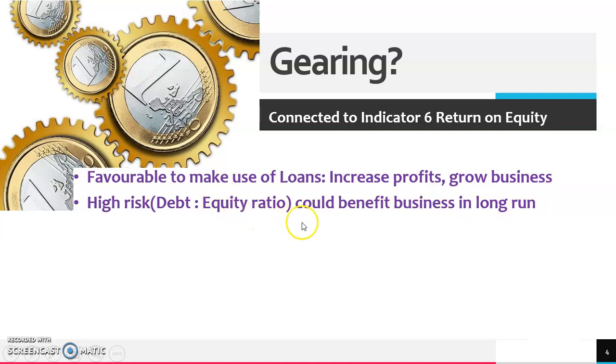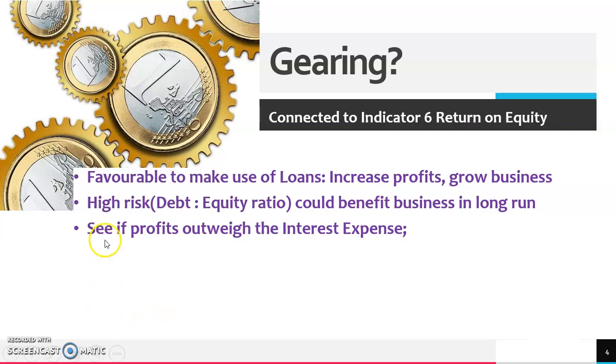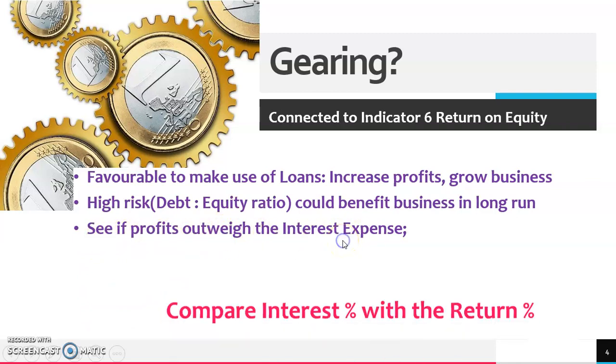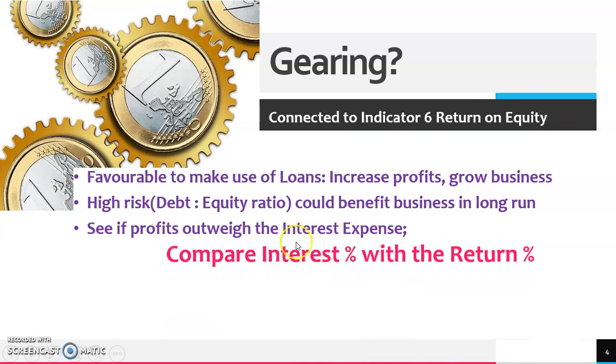Therefore, you would have to look at gearing uniquely within each business and say high risk at this time is acceptable as the business is working towards something. See if the profits outweigh the interest expense. That will be your main focus if you want to comment on gearing. So basically, there's a percentage for your interest. Let's say the banks say, we'll give it to you at 12% per annum. But then you compare it with the return of the business and see, but the business return is 22%.